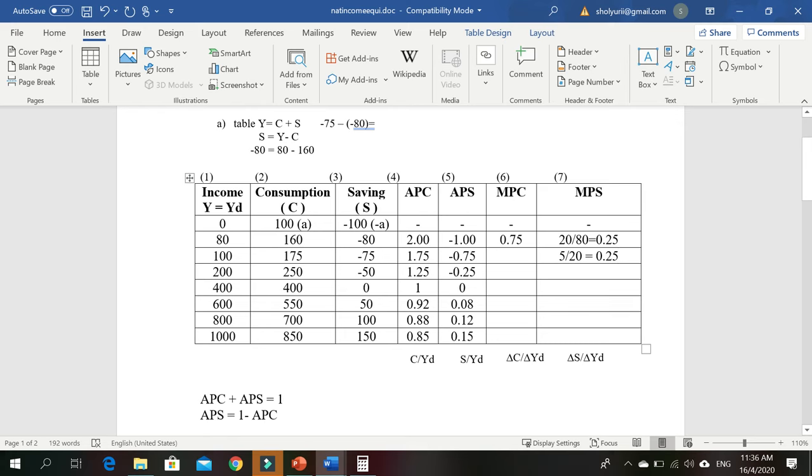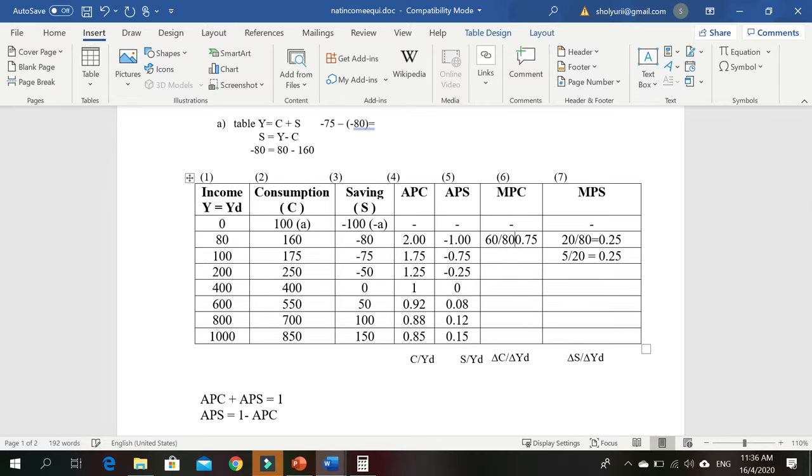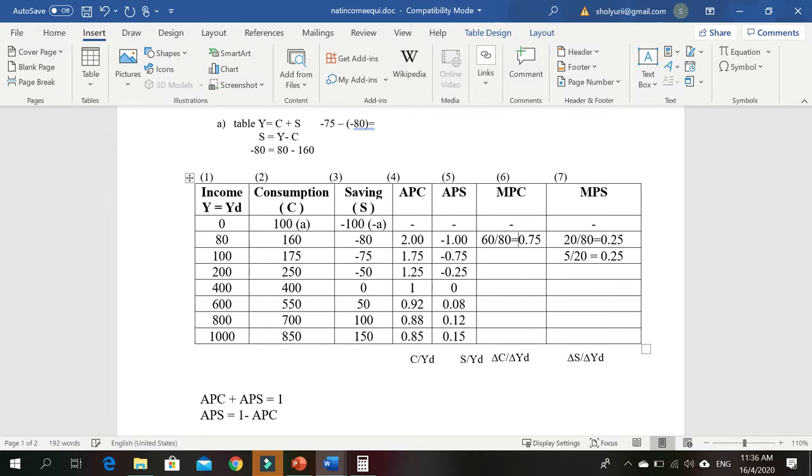Okay. Well, here is the change in consumption. Because it's change in C over change in YD. So the change in consumption is 160 minus 100, which is 60, right? And 80 minus zero is 80. So 60 over 80 equals to 0.75. So this is 60 divided by 80. Okay, so do your calculation.